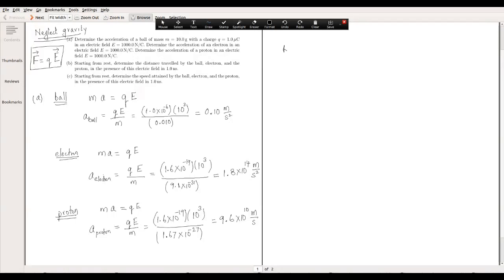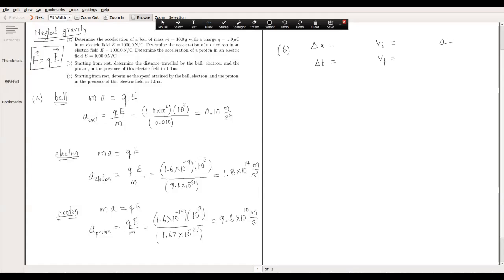Let's come to part B. This is kinematics. We have a small ball, an electron, and a proton, each in the presence of an electric field, and they start from rest. When we're doing kinematics, there are five variables: the displacement, time taken, initial velocity, final velocity, and the acceleration.